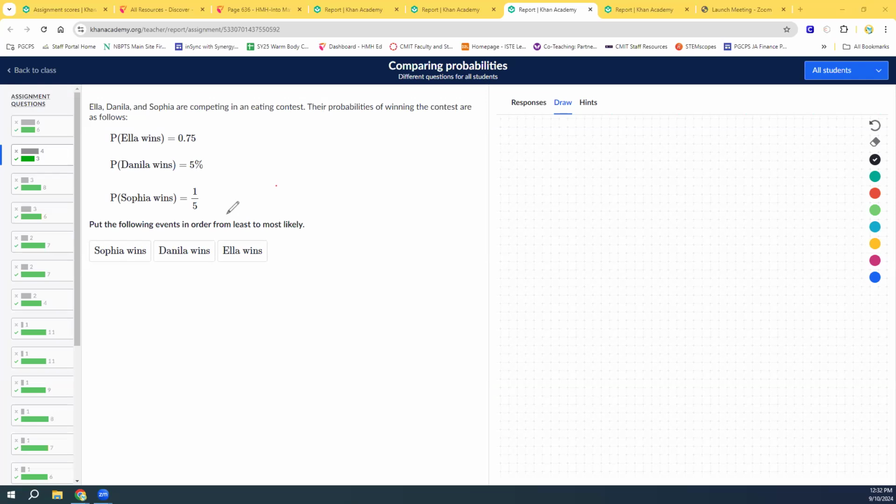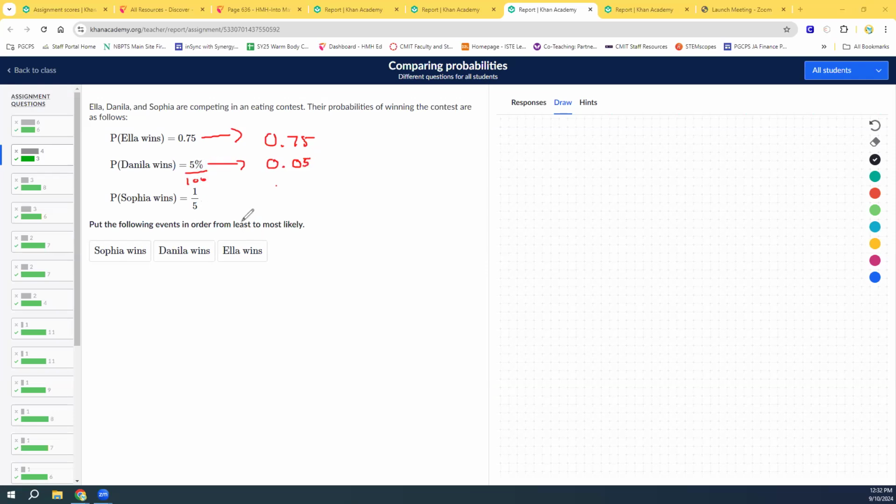So what is your favorite form? Is it fractions, percents, or decimals? I can't hear you, so I will use my favorite, and that is going to be decimals. Okay, so 0.75 is 0.75. 5% as a decimal is 0.05. Just divide it by 100.